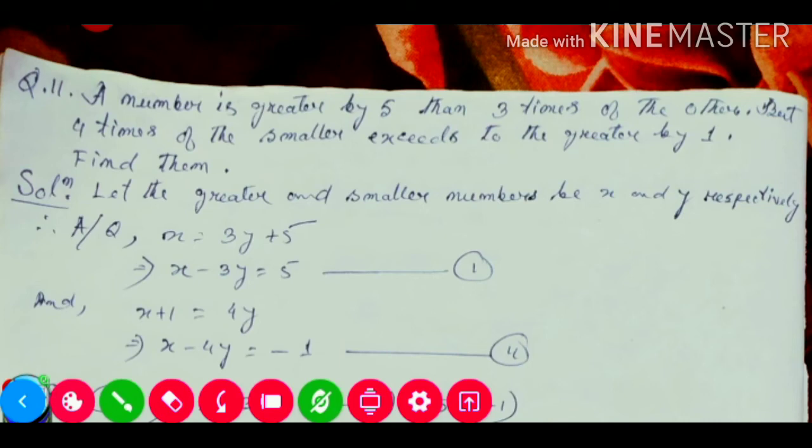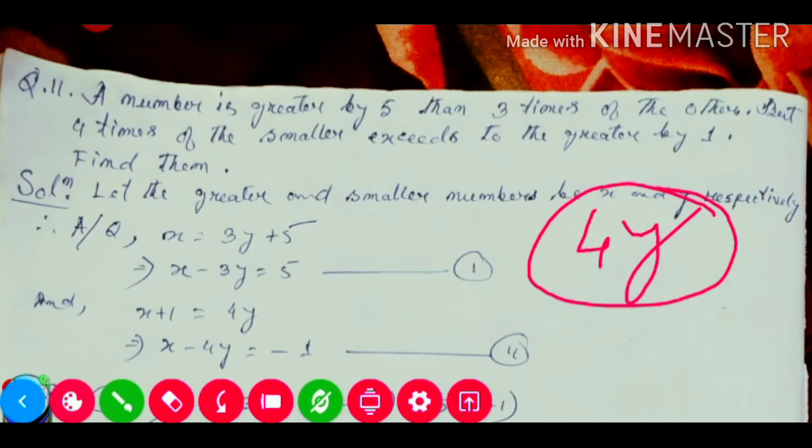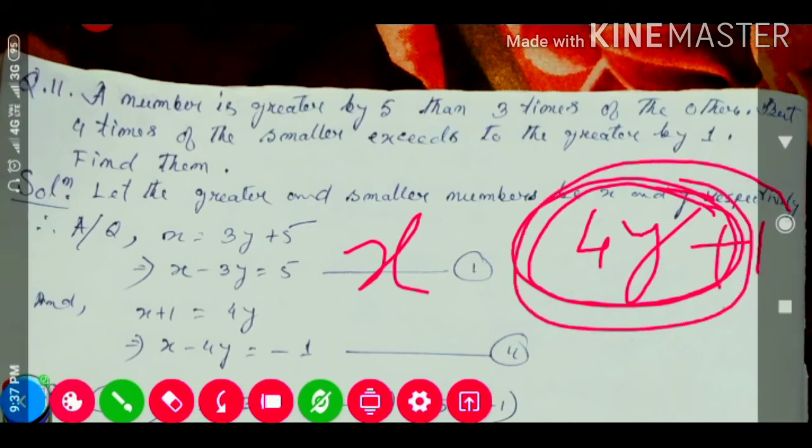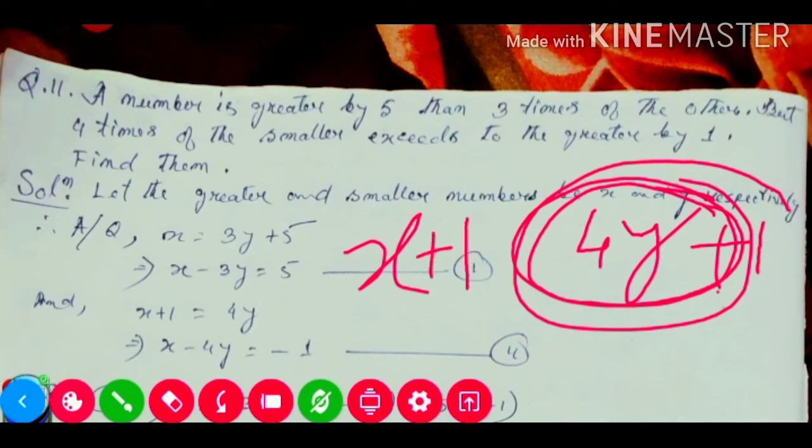Now 3y shifts to the left hand side, so it will be x minus 3y is equal to 5. So this will be equation number 1. Now condition number 2: 4 times of the smaller number. If we make 4 times the smaller number, then what will happen? The smaller number exceeds the greater by 1. That time this number will be one more than the bigger number. So this plus 1 we need to add with x, so that time it will be equal.